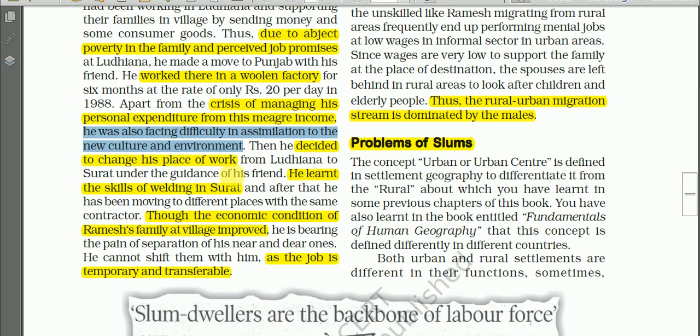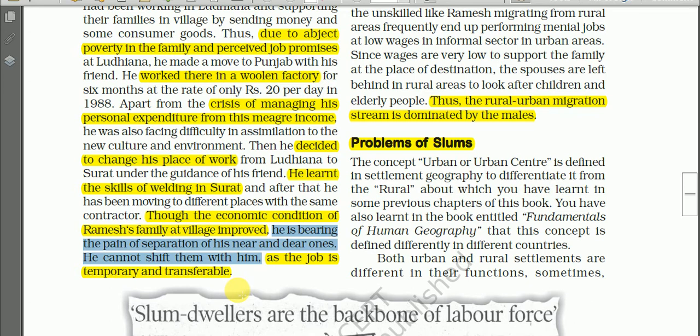Then he decided to change his place of work from Ludhiana to Surat under the guidance of his friend, and there he learned the skills of welding in Surat, and after that he has been moving to different places with the same contractor. Though the economic condition of Ramesh's family at village improved, he is bearing the pain of separation from his near and dear ones. He cannot see them with him, as the job is temporary and transferable.